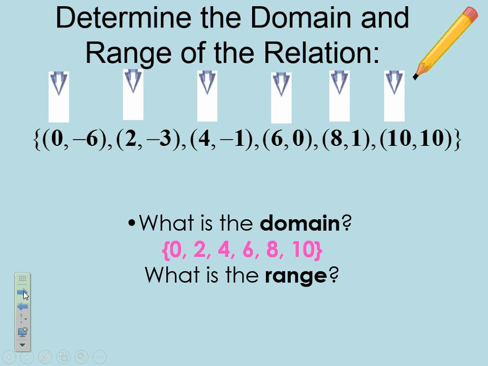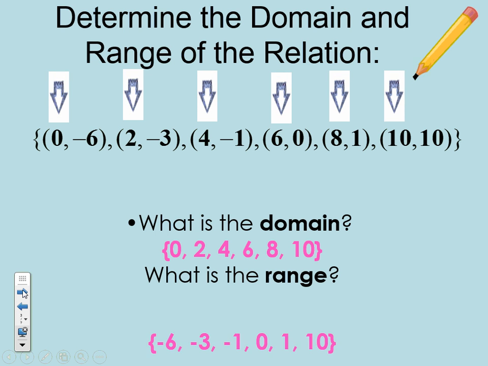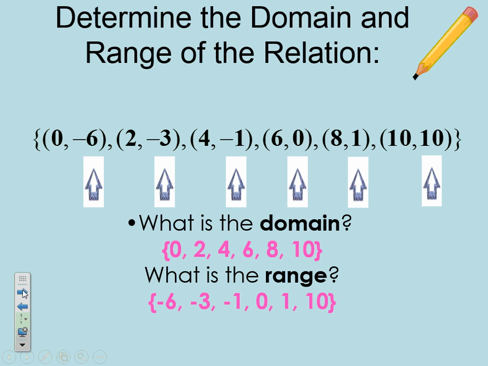So using the same logic now, what are the y values going to be? And I just make a list of those y values. So -6, -3, -1, 0, 1, 10. Notice in my list that they go in increasing order, okay? So that they're in lowest to greatest order here, least to greatest. And I'm making a list of those values.